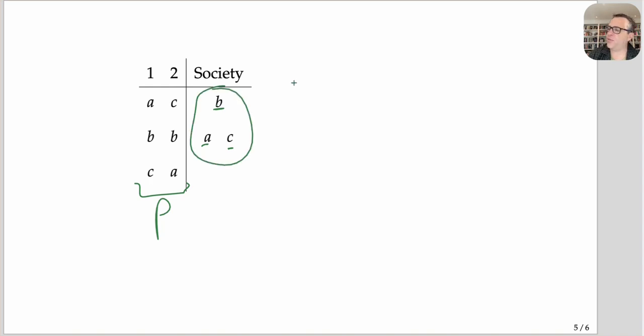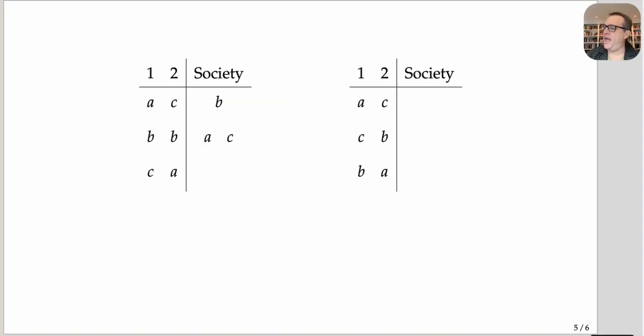This is society's ranking. So this is the ranking f of P, where f is my social welfare function that I don't know anything about except for the fact that it satisfies universal domain, IIA, Pareto, and it always outputs a transitive ranking. So what I'm going to show you is that it is impossible for society to assign the ranking B above A and B above C, and A and C are tied. And we're going to do that by considering a 2nd profile, namely Q. So here we have P, and this is my profile Q.